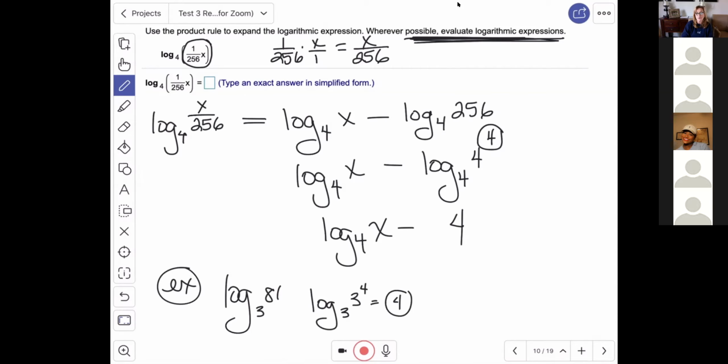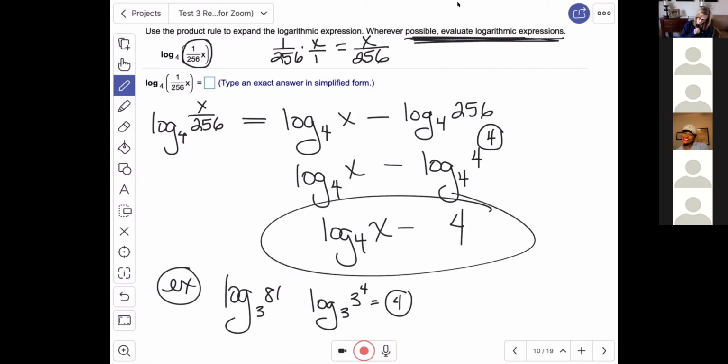In all reality, when you're dealing with logs, there's not a whole lot of times that this will happen, but on this test, they're going to come up with some problems that ask you to do that. So just kind of be looking for it. It won't be a ton, but you might see it in 1 or 2 problems. So the answer is just 4.